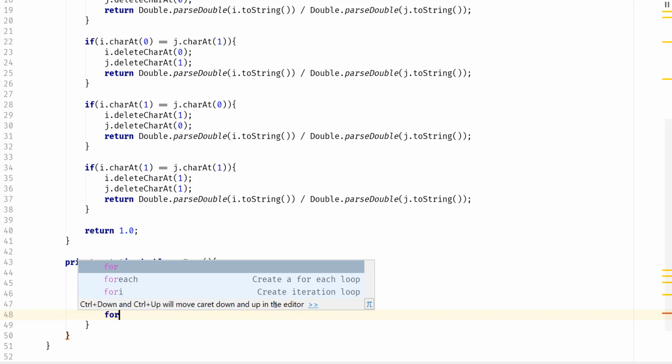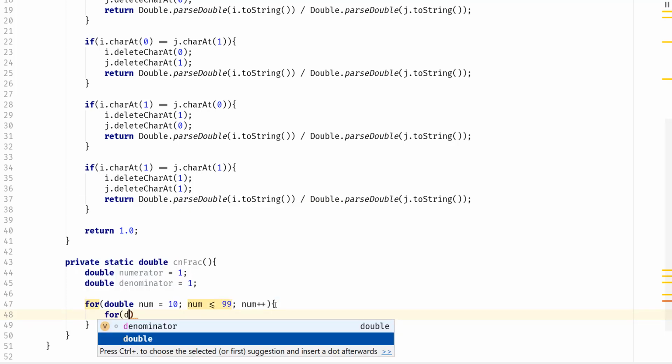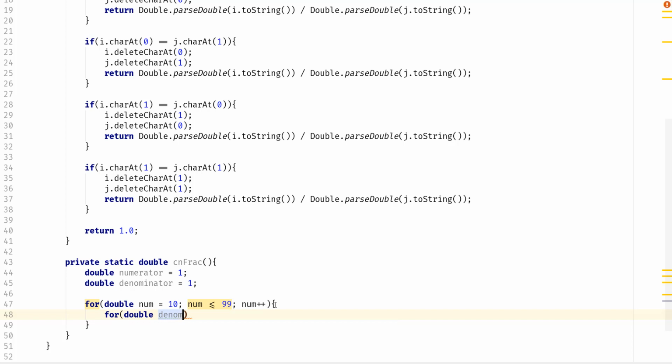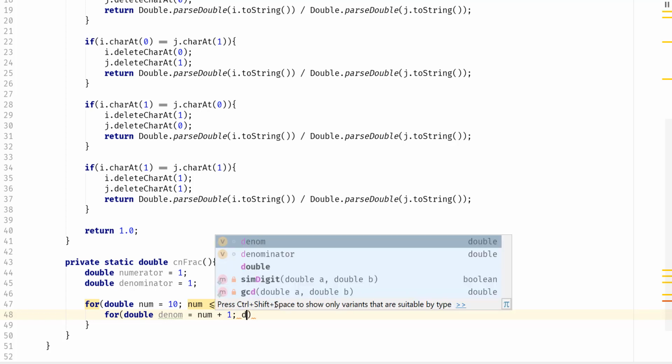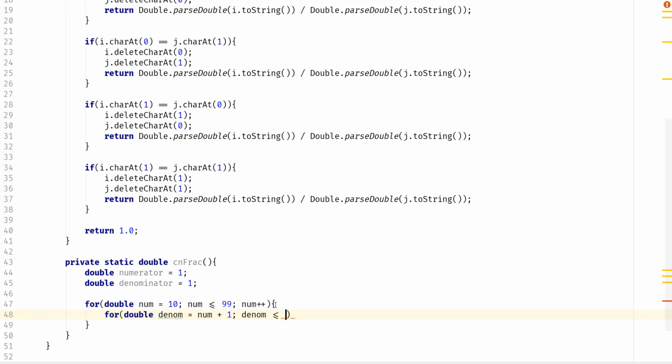And we need 1 for the denominator, so I'm going to say double denum is going to equal num plus 1. Like I said, the reason why it's num plus 1 is because the numerator has to be bigger than the denominator, or the value that you're most likely to get is going to be greater than 1. And so what we want to do next, we want to say that the denominator is less than or equal to 99, and you're going to do denum plus plus.